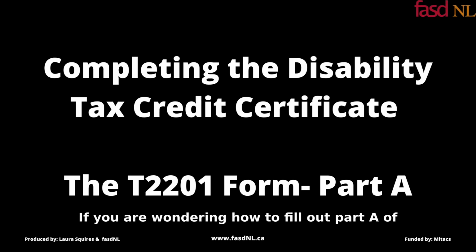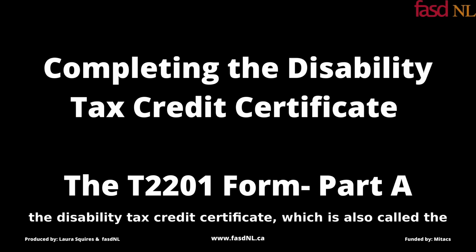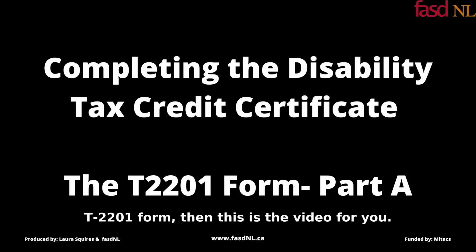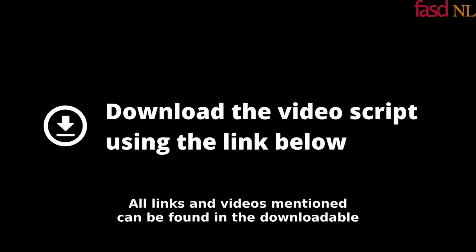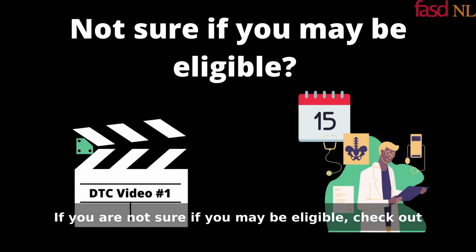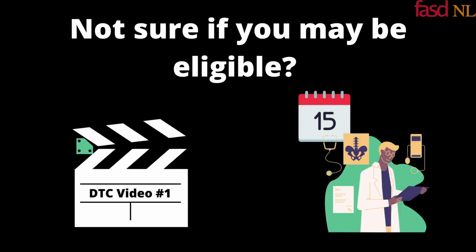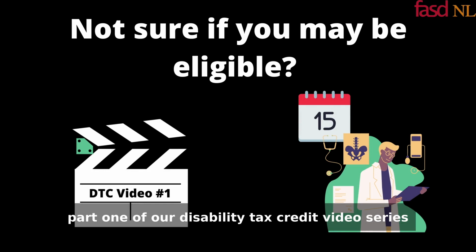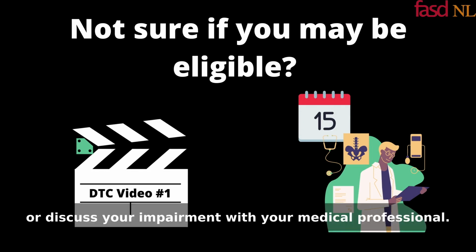If you are wondering how to fill out Part A of the Disability Tax Credit Certificate, which is also called the T2201 form, then this is the video for you. All links and videos mentioned can be found in the downloadable script below. If you are not sure if you may be eligible, check out Part 1 of our Disability Tax Credit video series, or discuss your impairment with your medical professional.